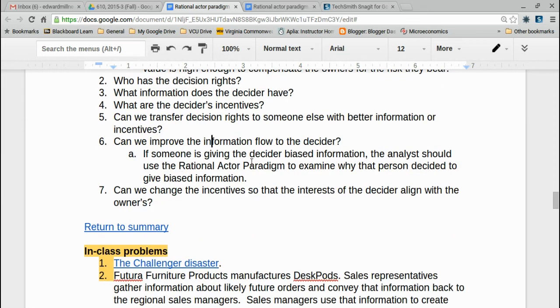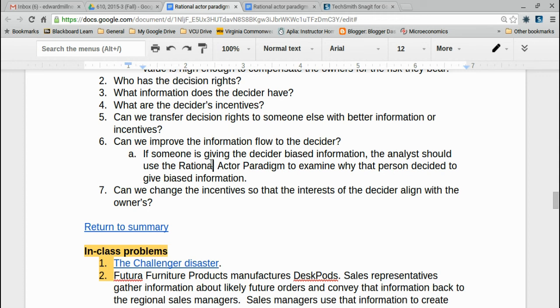Now, if someone's giving the decider biased information, the analyst should use the rational paradigm to examine why that person decided to give biased information. Somebody decided to send bad information. Who was it? What information did they have? Did they have bad information, or did they have an incentive to give biased information? The book Freakonomics has several examples of realtors that might have an incentive to give biased information to buyers or sellers.